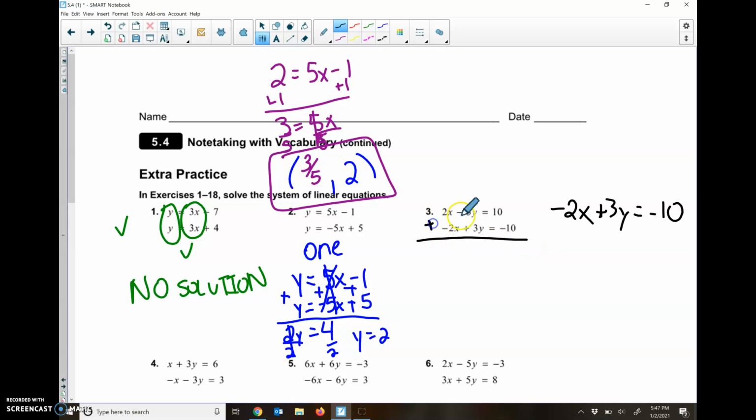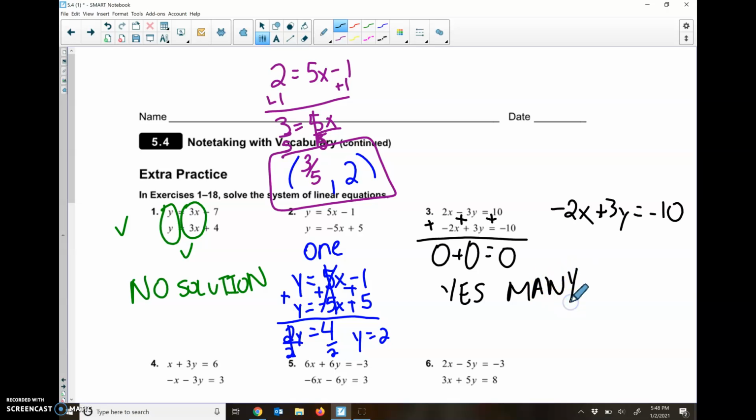So I'm going to add to get everything to go away. 2x plus negative 2x, 0. Negative 3y plus 3y, 0. 10 plus negative 10, 0. Does 0 plus 0 equal 0? Yes, it does. It is many solutions.